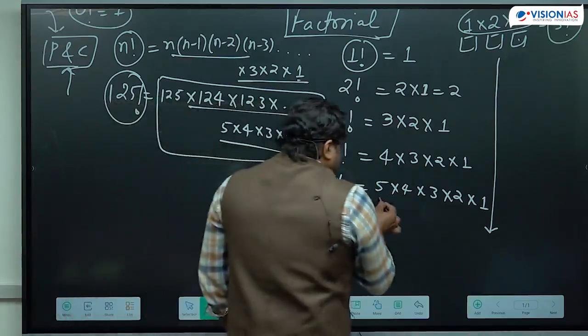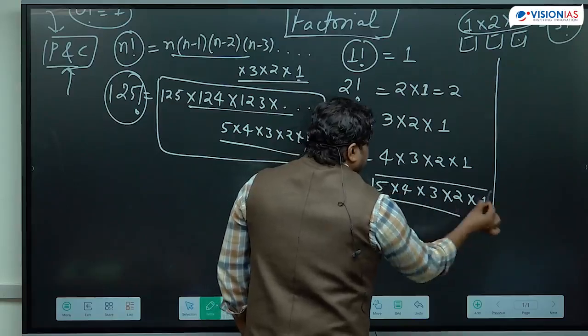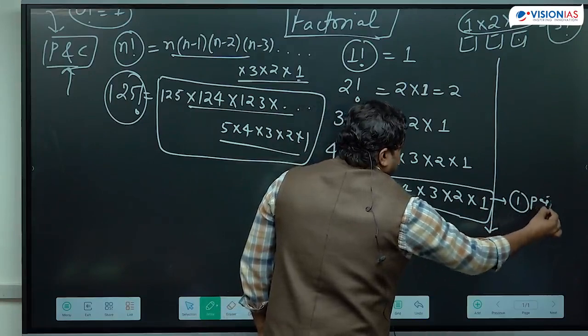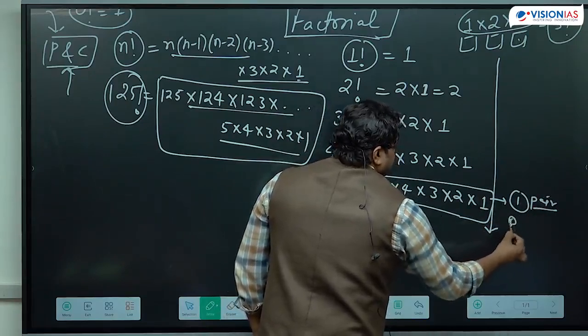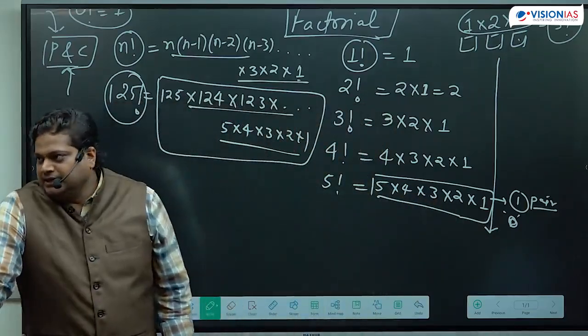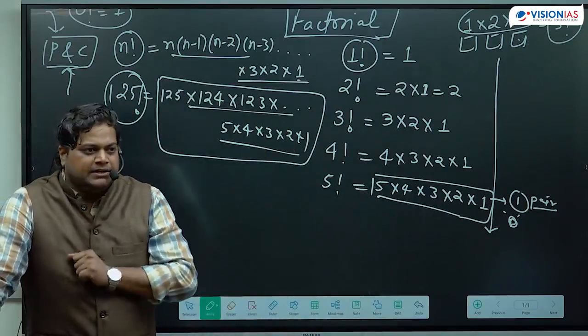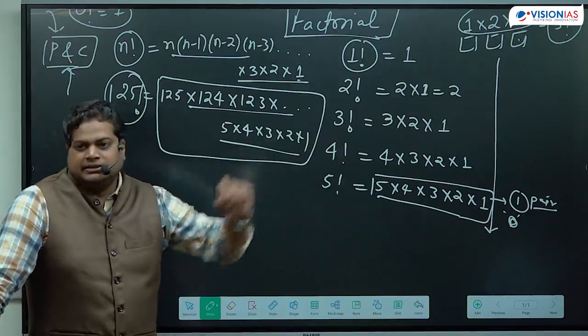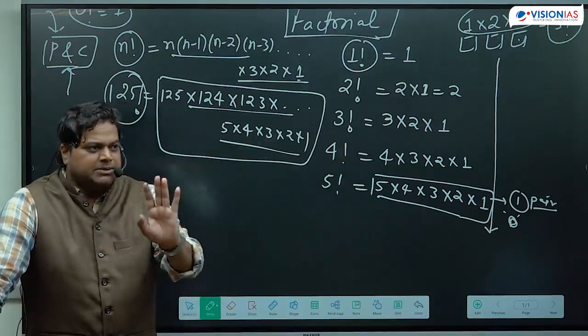So 5 factorial में we can see कि 5 and 2 का 1 pair we are getting. That means 1 0 will be there at the end. Value क्या आ जाएगी 5 factorial की? 120. 1 0 is there at the end. 1 pair of 5 and 2 we are getting. So at the end we'll get 0. That is for sure. ये समझ में आ रहा है?